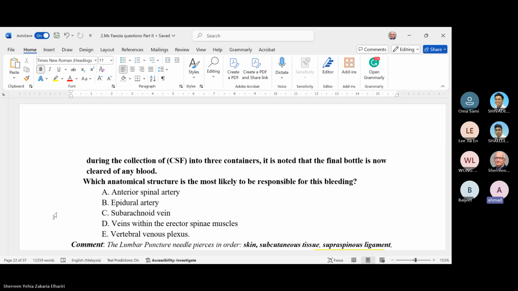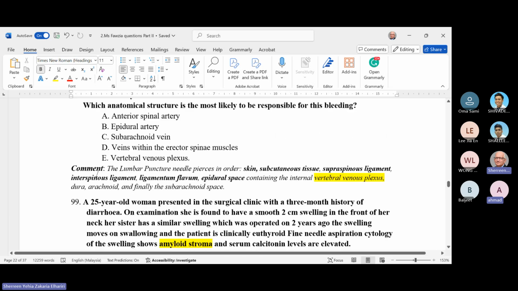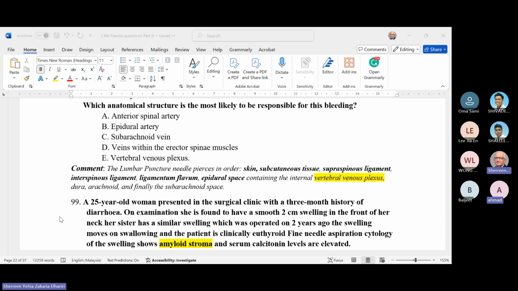Anyone? Vertebral venous plexus. Yeah, it is the vertebral venous plexus. Actually, we don't have something called a subarachnoid vein, maybe, but I don't know. But it is the vertebral venous plexus. So again, in the lumbar puncture, we start with skin, subcutaneous tissue, supraspinous and interspinous ligament, ligamentum flavum, and after that the epidural space and vertebral venous plexus. So it is important to know that. Okay.